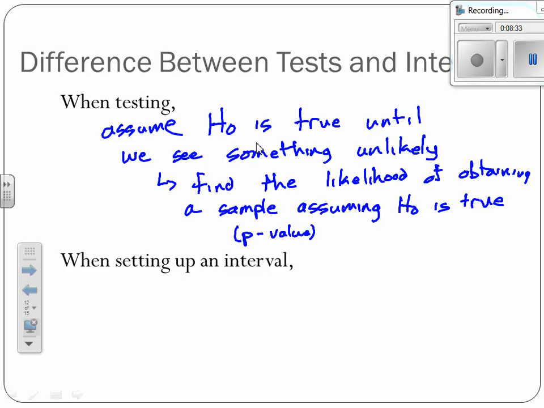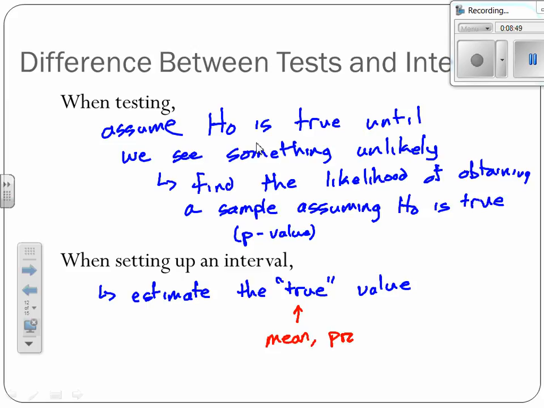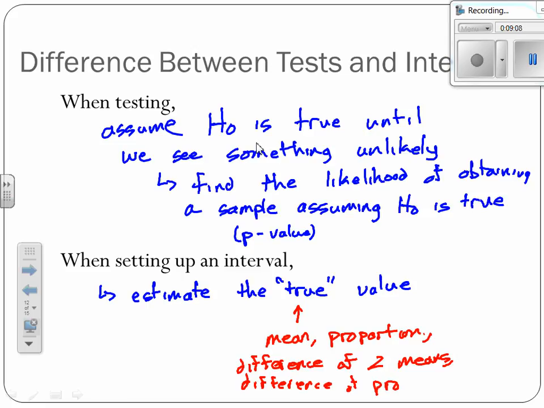Whereas when we set up an interval, all we're really trying to do is estimate the true value. So that true value, it could be a mean, it could be a proportion, it could be the difference of two means. Trying to estimate how different are these two means in these two samples. Or in this case, what we're about to do, we could also be trying to see, is there a difference between two different proportions? Two proportions. So that's kind of the big difference so far.